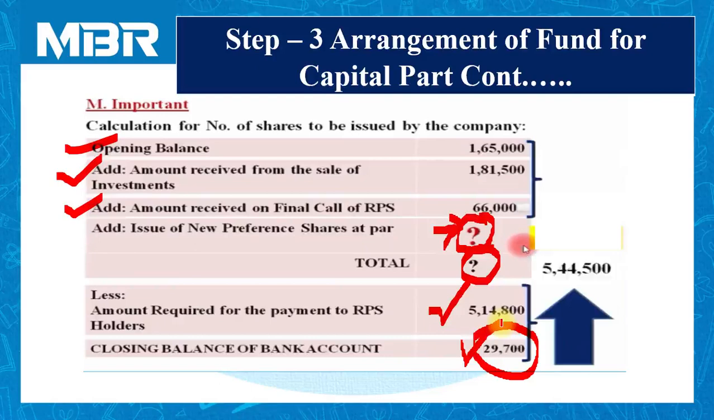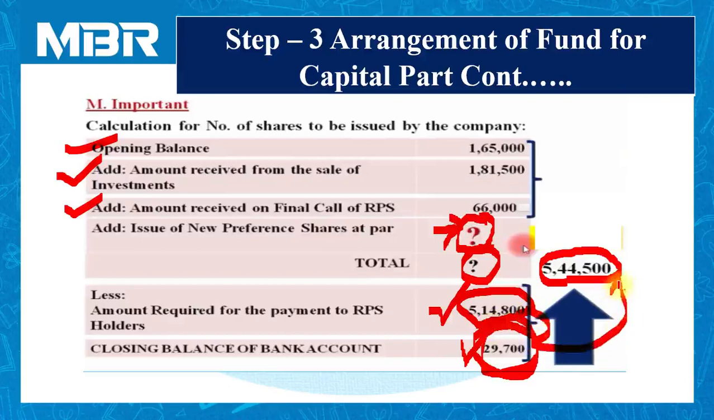What is our total requirement? Our total requirement is 5,44,500. How to calculate this? It is very simple. We have to pay 5,14,800 to RPS holders, and we have to maintain 29,700 in our bank account. So our total requirement is rupees 5,44,500.